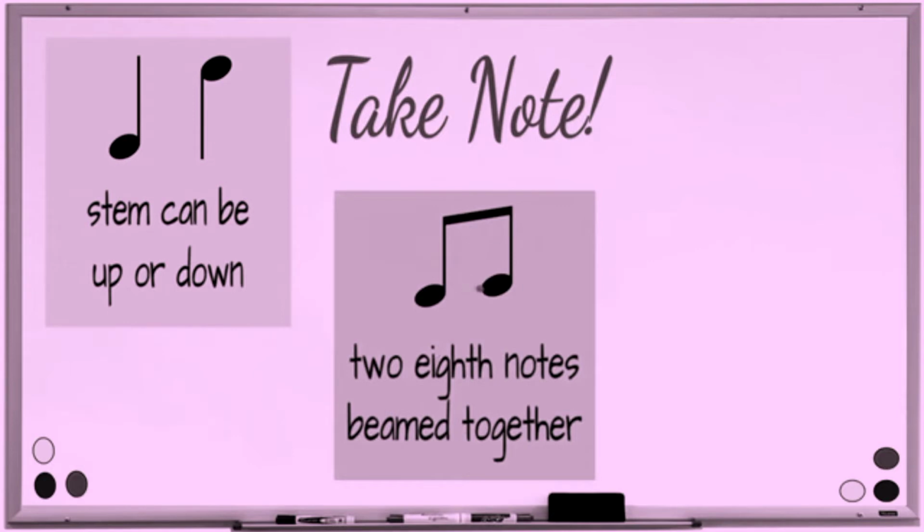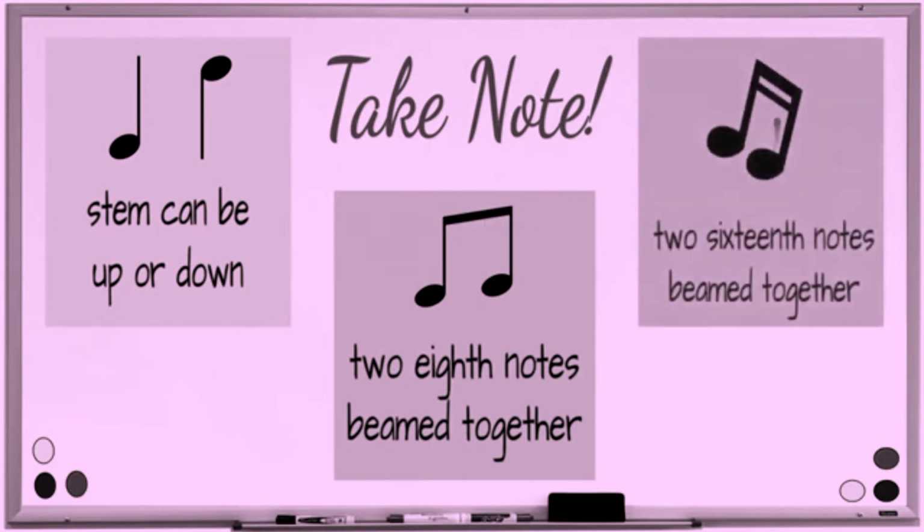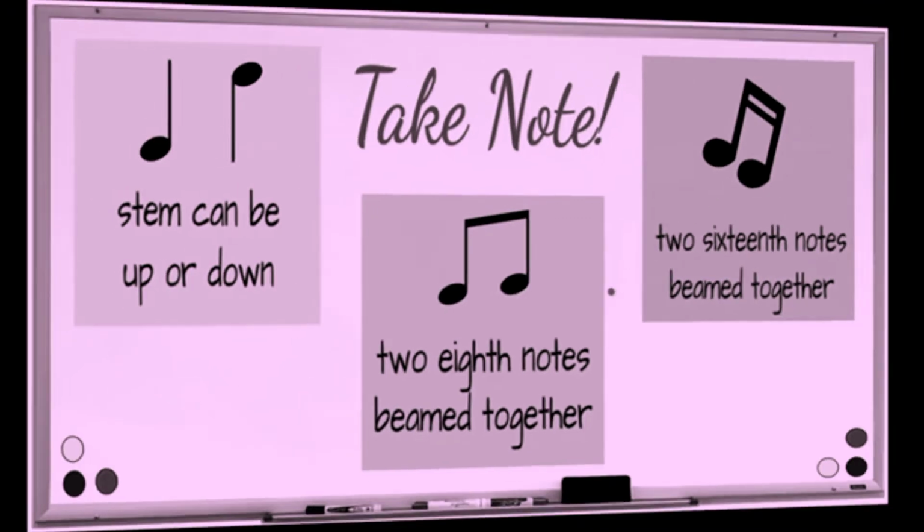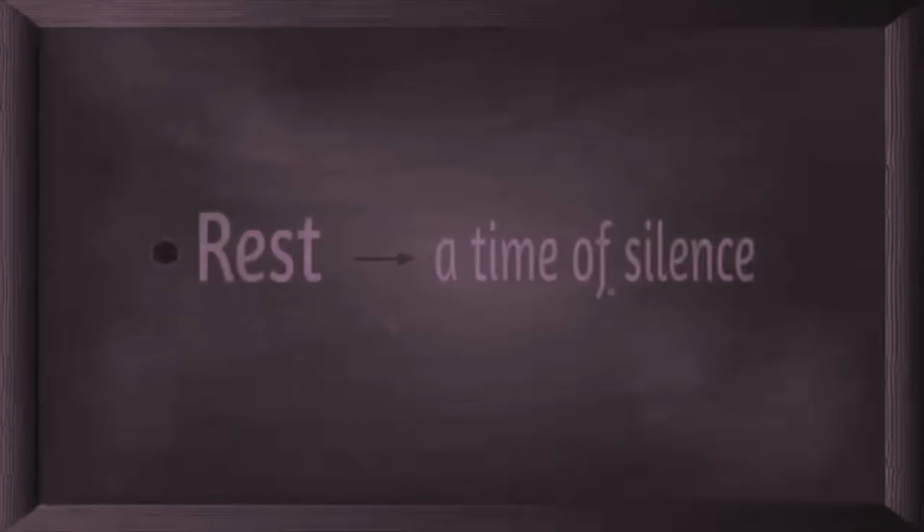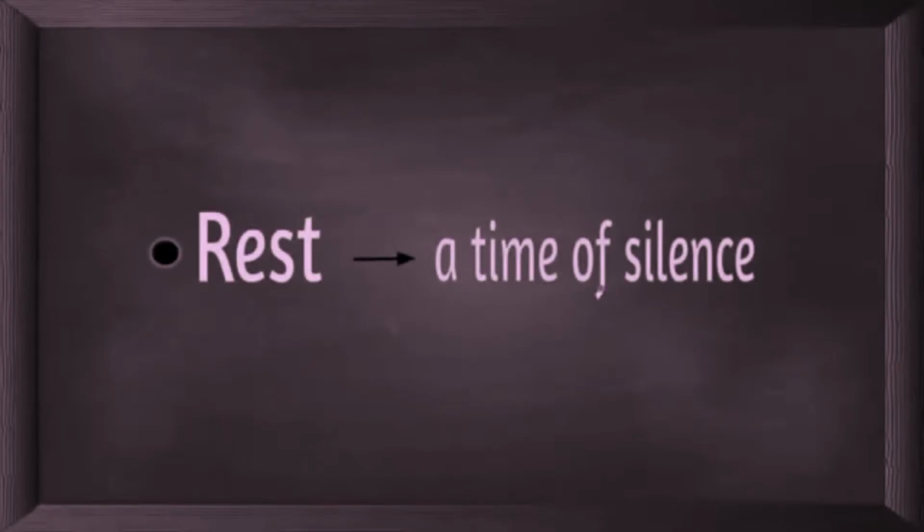Next, let's proceed. These are called two 8th notes that are beamed together. So they are put together. That's why they are called notes that are beamed together. For this one, they are two 16th notes that are beamed together. They are put together.